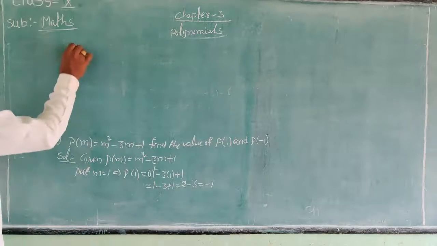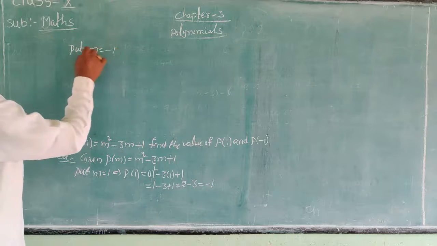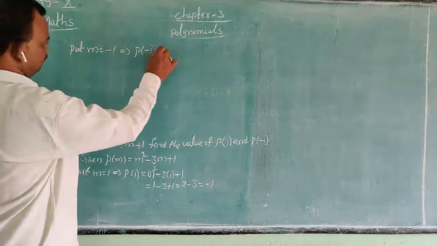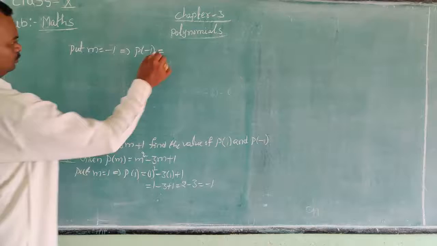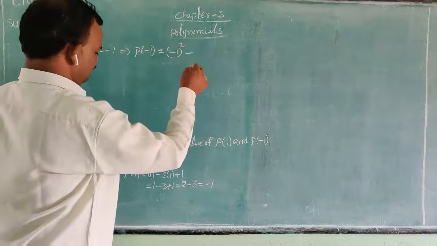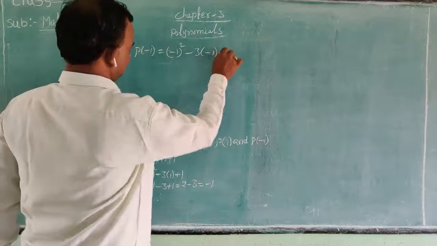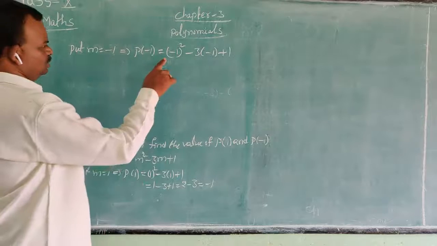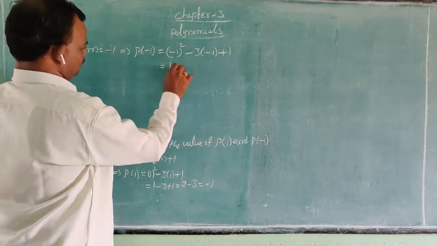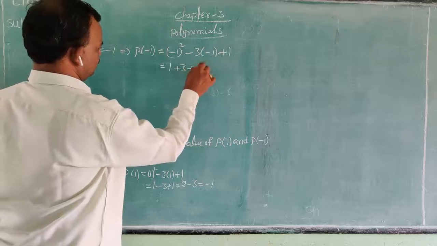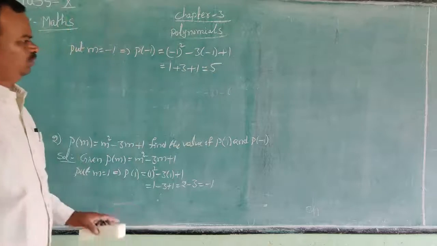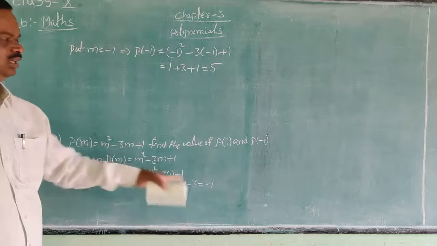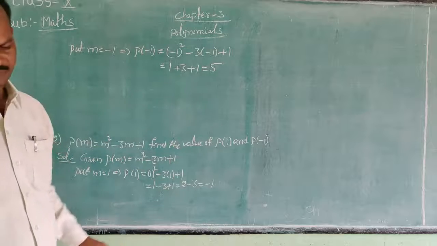Next is p of minus 1. That means put m is equal to minus 1. That implies p of minus 1 is equal to minus 1 whole square minus 3 into minus 1 plus 1. Minus 1 whole square is 1, minus into minus, 3 1s are 3, plus 1 is equal to total 5. So the value of p of 1 is equal to minus 1 and p of minus 1 is equal to 5.